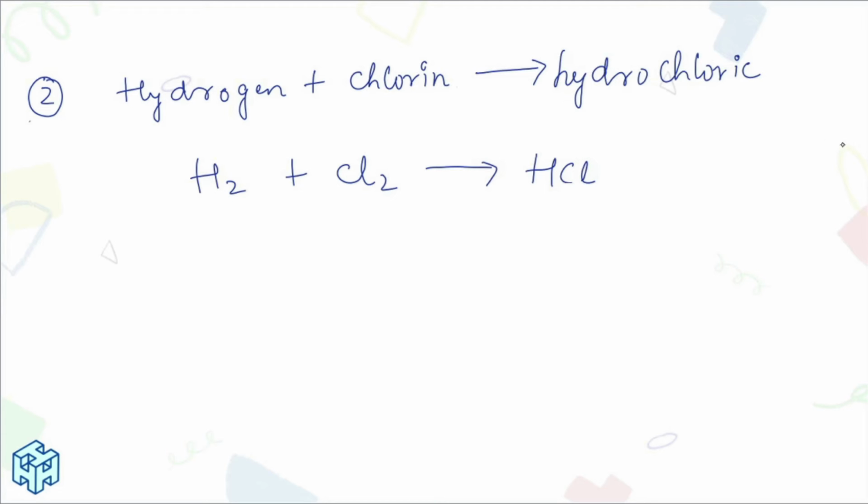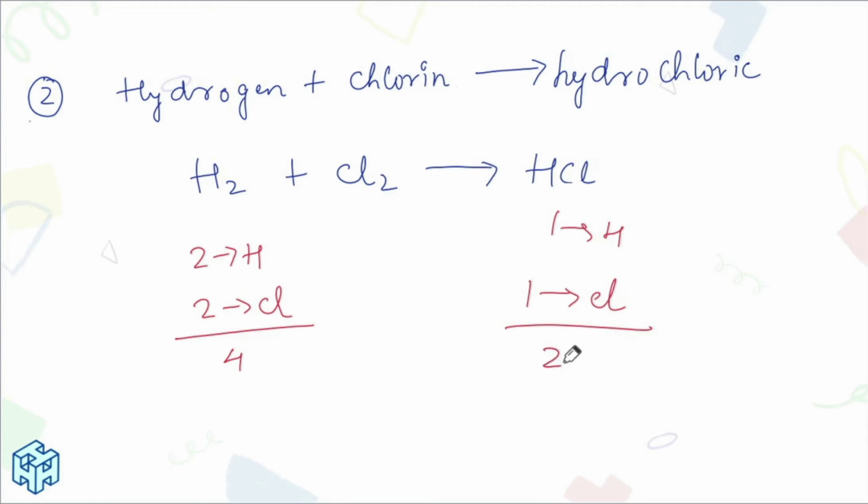Is it balanced? Let us count. Here 2 hydrogen, 2 chlorine atoms. Here 1 hydrogen, 1 chlorine atom. Sir, is it balanced? The total here is 4, the total here is 2. It's not equal. It's an unbalanced equation.